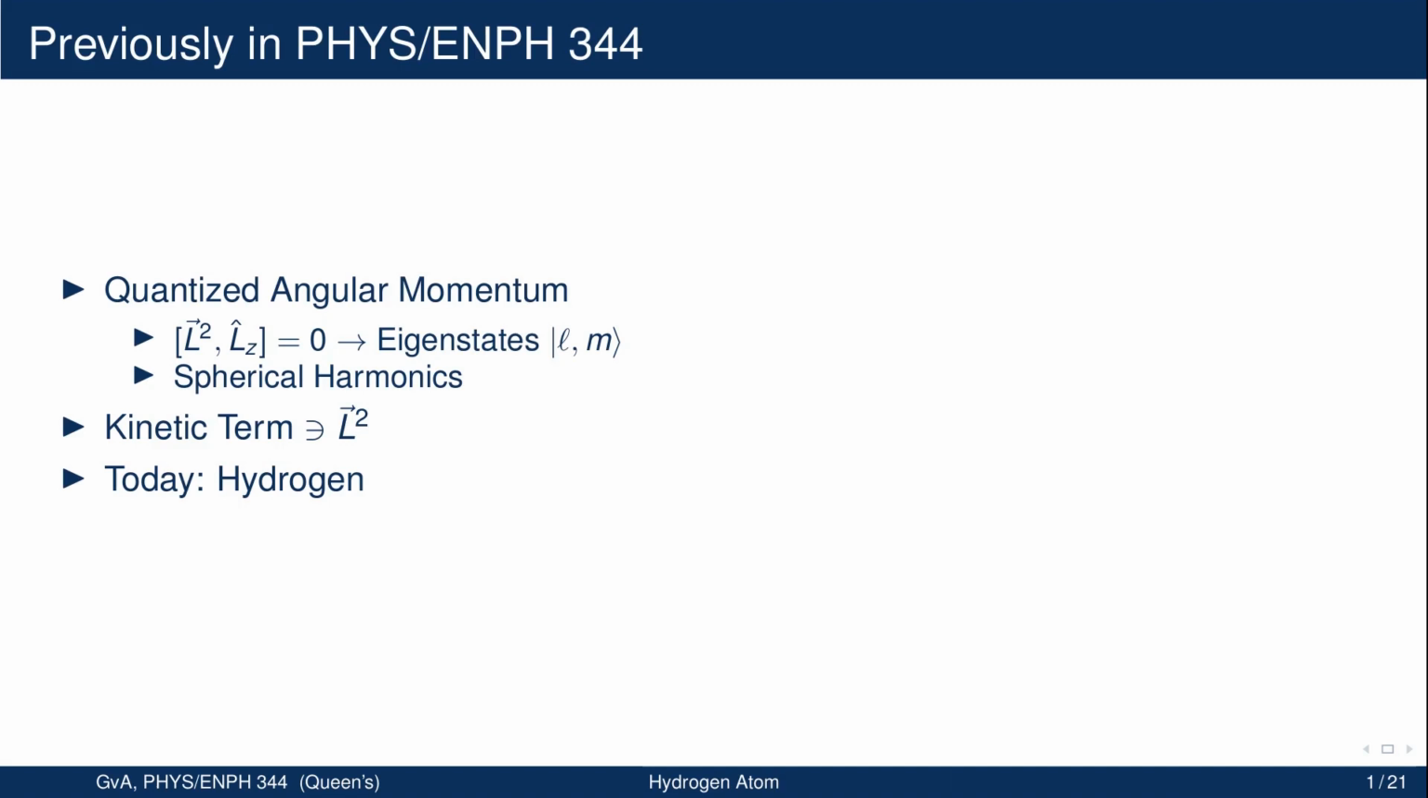Hello! We've been working on quantizing angular momentum. We show that the total angular momentum operator and its z component commute with one another. We computed the eigenstates for angular momentum, first abstractly and then in space in terms of spherical harmonics. Later, we computed the kinetic term in a Hamiltonian and showed that it contains the total angular momentum operator. Today, we want to leverage both of those things in order to study hydrogen.